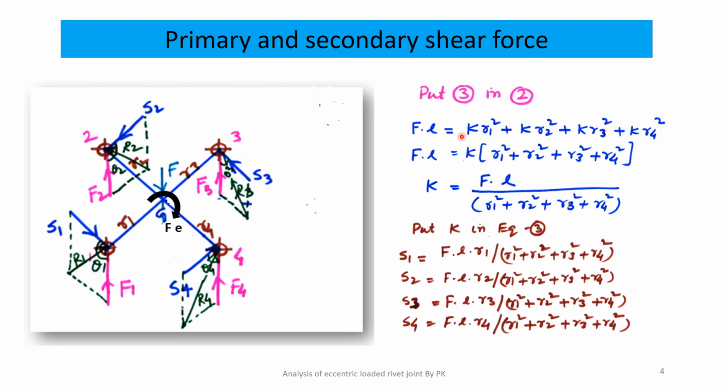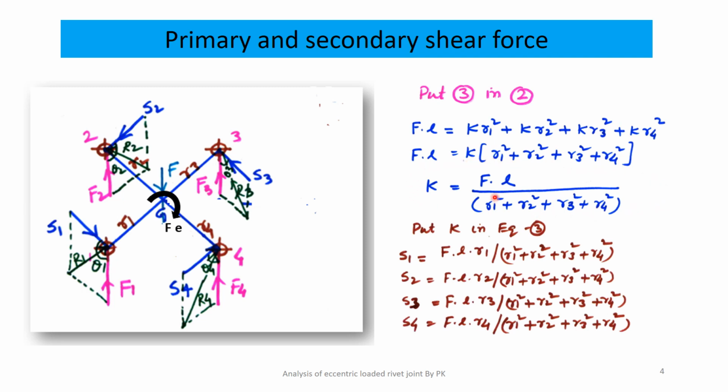Because we take K common on the right side, K is common here, multiplied by R1 square plus R2 square plus R3 square plus R4 square. So the value of K should be equal to F into E divided by R1 square plus R2 square plus R3 square plus R4 square. With the help of this formula, we find out the value of K.